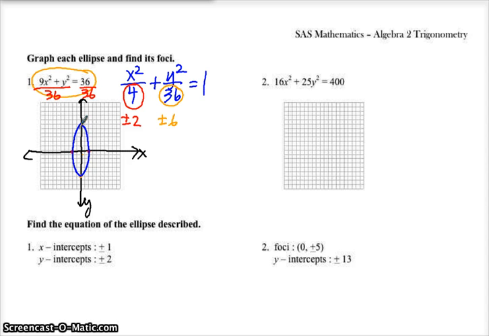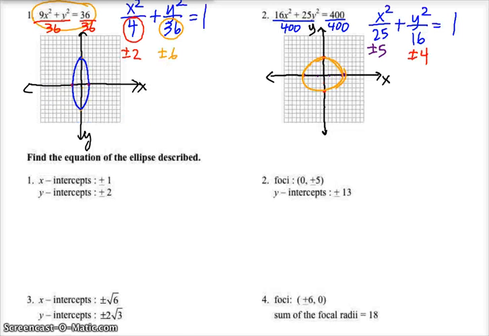So go ahead and pause and try the second one on your own. Okay, so did you get an ellipse where you went to the right and left 5 units and up and down 4 units? And so it kind of looks like a circle because there's not a whole lot of difference between 5 and 4 on this graph. So it should look like this. I went right and left 5 units, up and down 4 units after dividing everything by 400, and there's my ellipse. Okay, now how can you find an equation of an ellipse given certain information?